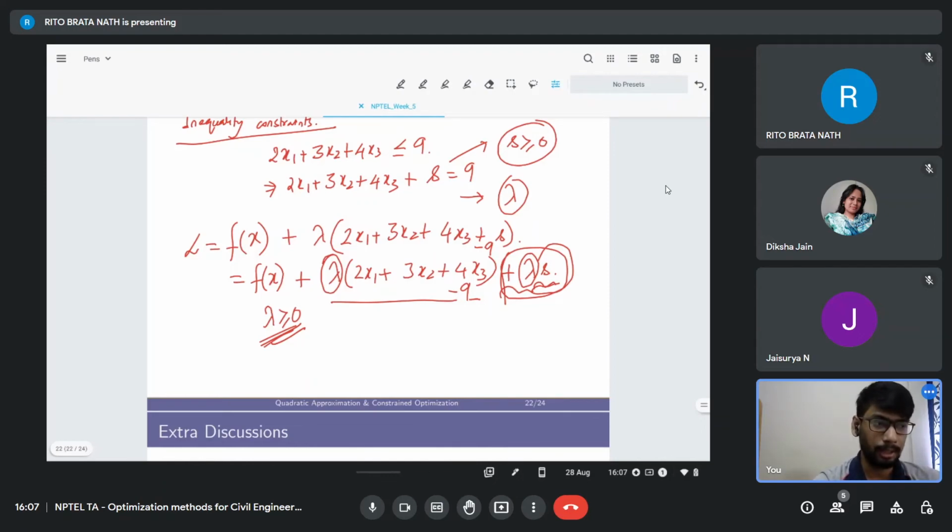Later, when I go through the lectures, you'll be able to understand. Next week I'll be discussing this inequality constraints problem, and I think sir will be discussing the penalty function method in the lecture. So I'll be going through those penalty function methods as well.